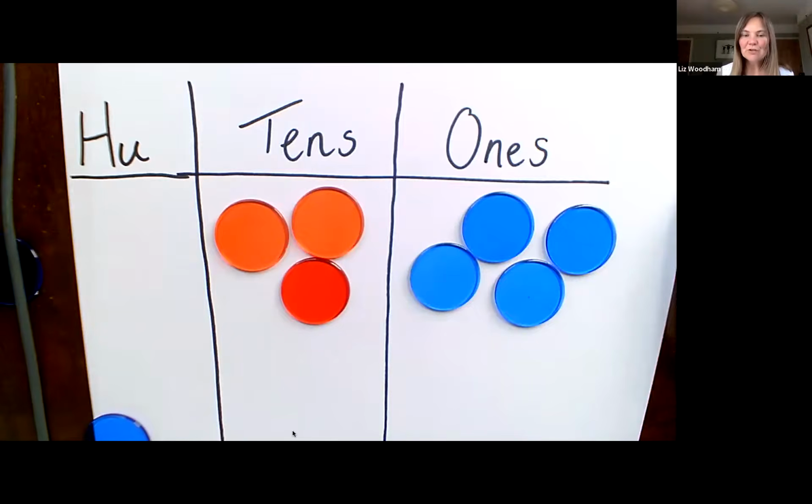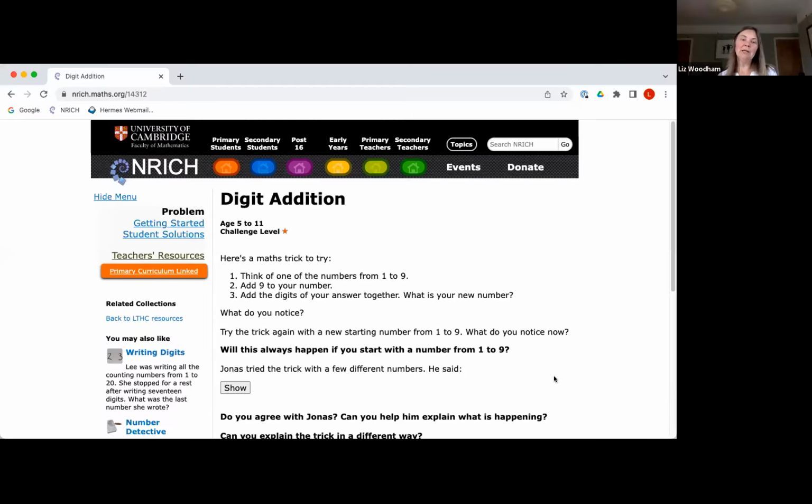So I think I'm going to stop sharing my beautifully constructed place value grid and go back to the website quickly. And we're rapidly approaching the end of our afternoon together. But just to let you know, this digit addition task, it's not live. So there are some student solutions on this occasion. I will leave you to have a look at those.